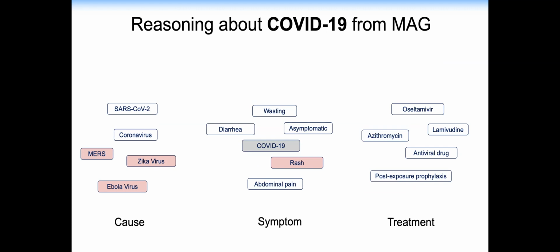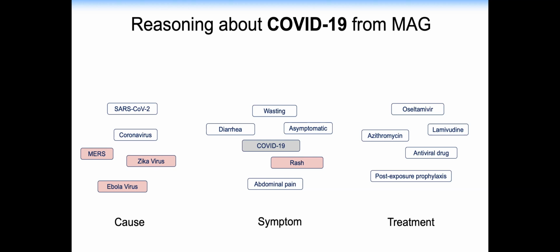Very recently, we applied the same method on the COVID-19 publications. We can see that it successfully inferred that SARS-CoV-2 and coronavirus are the cause of the disease COVID-19, right? But certainly we can see the red ones are the failure cases. It mispredicted that MERS, Zika, and the Ebola virus are also the cause of COVID-19, which is not correct.